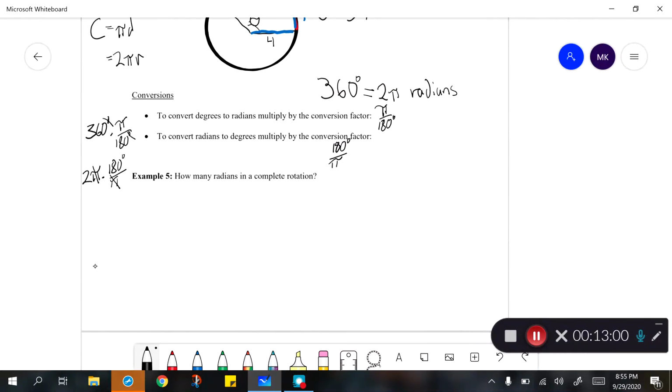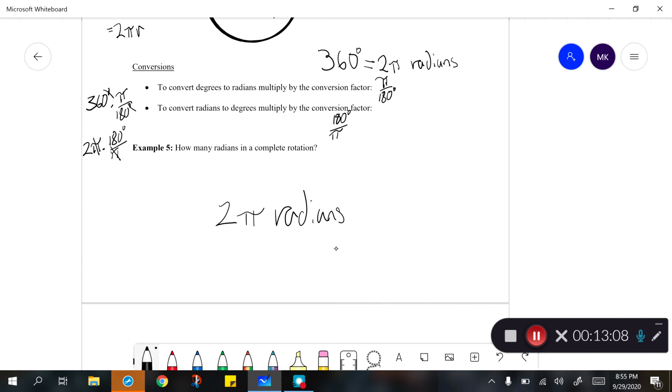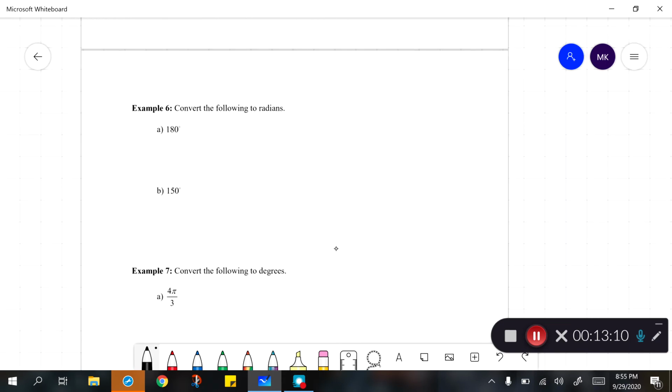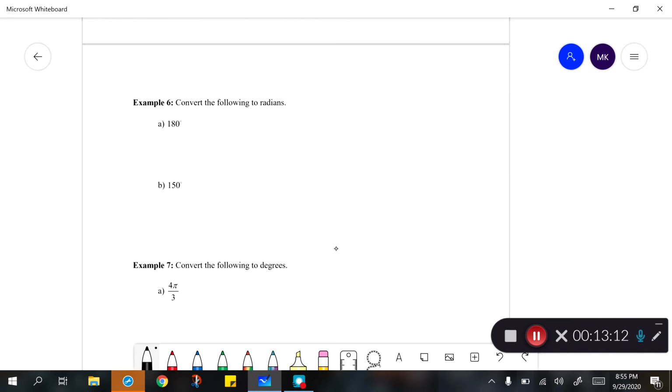So how many radians in a complete rotation? Well, we already talked about this. There are 2 pi radians. Easy enough.